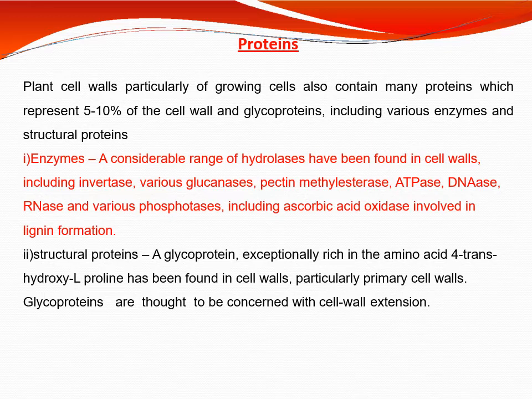Proteins are also forming an important structure. The constituents of proteins, or different types of proteins, also form an important component of the cell wall. There are two types of proteins we observe in the cell wall. One is termed the enzymes and the other are the structural proteins. The enzymes, we are very much aware of them. They are ATPases, DNases and RNases and certain phosphatases.